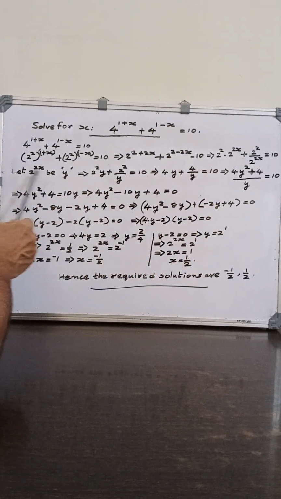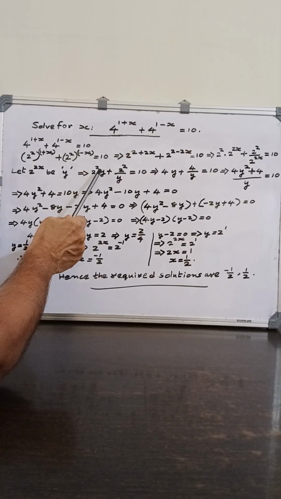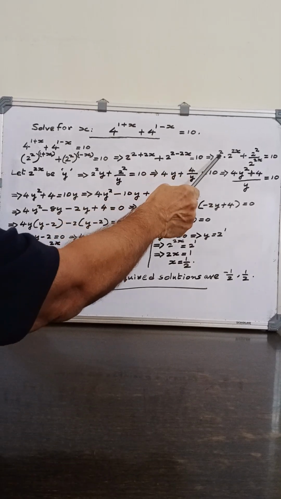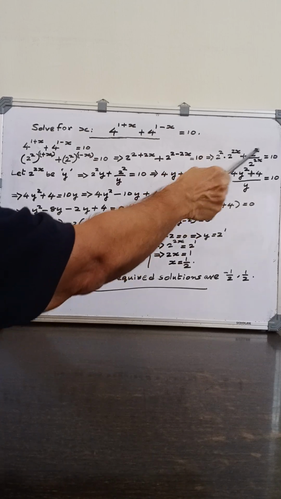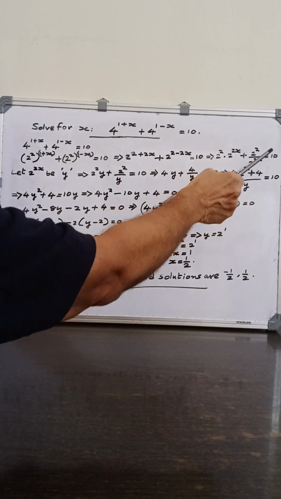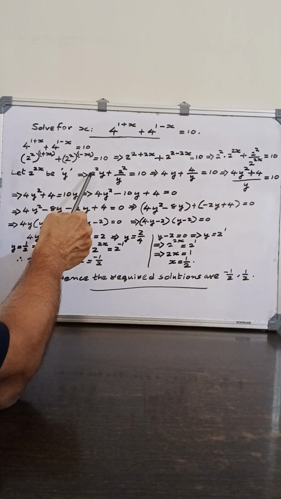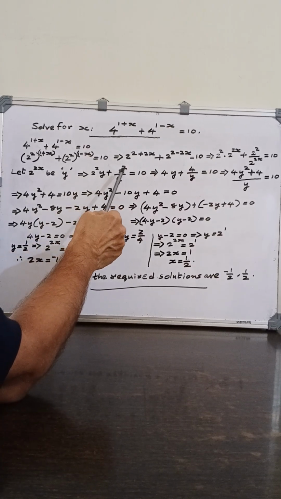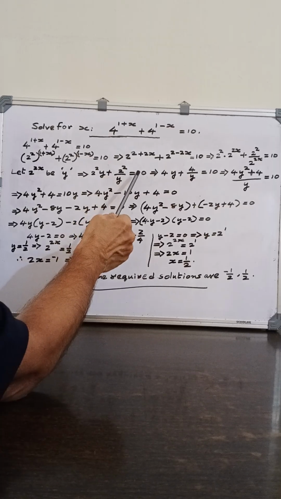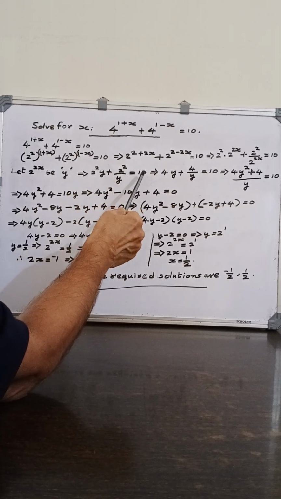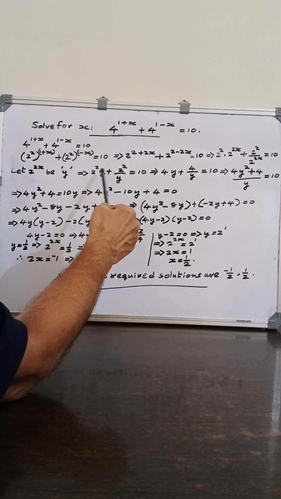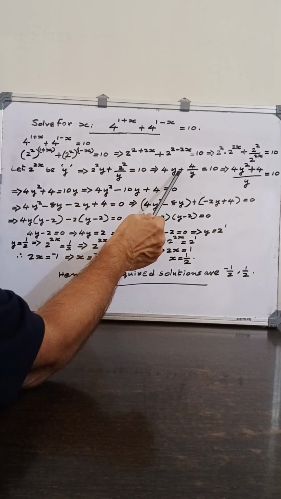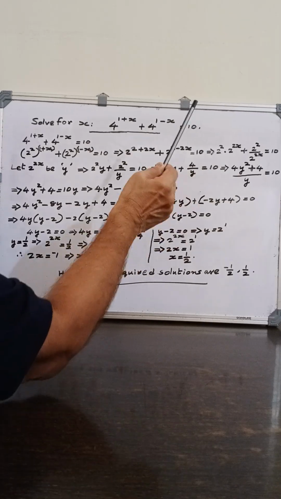Therefore, 2 raised to 2 into y plus 2 raised to 2 by y equals 10. The equation comes like this. Then we can simplify 2 raised to 2 as 4. 4y plus 4 by y equals 10.